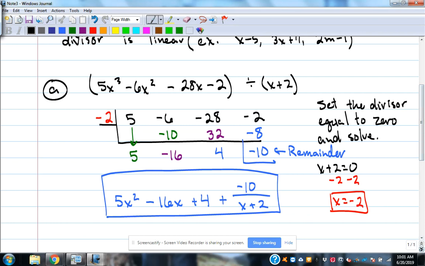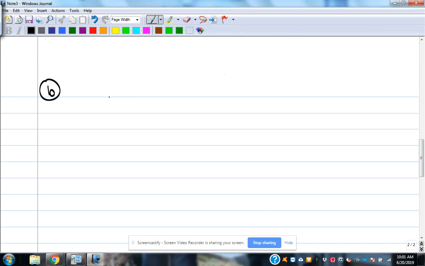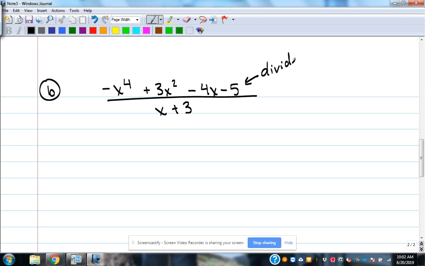Okay, let's look at another one. Let's say they present the problem to us like this: -x to the 4th plus 3x squared minus 4x minus 5 over x plus 3. And they write it like this, which is kind of sneaky. So that's a division problem. It looks like a fraction, but it's a division problem, with this as your dividend and this as your divisor. They just wrote it as a fraction, so it's the same thing.